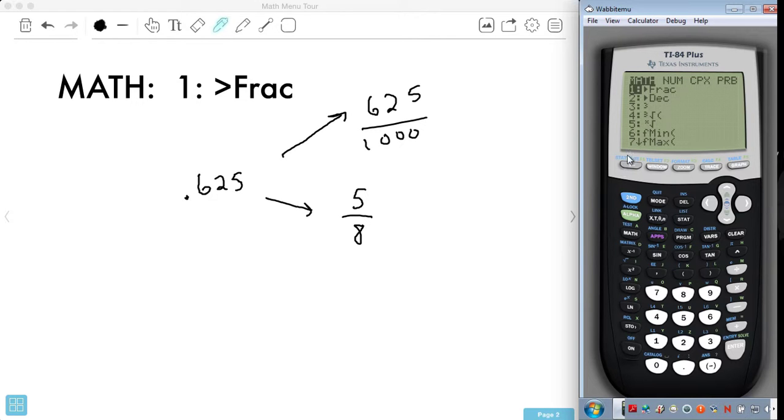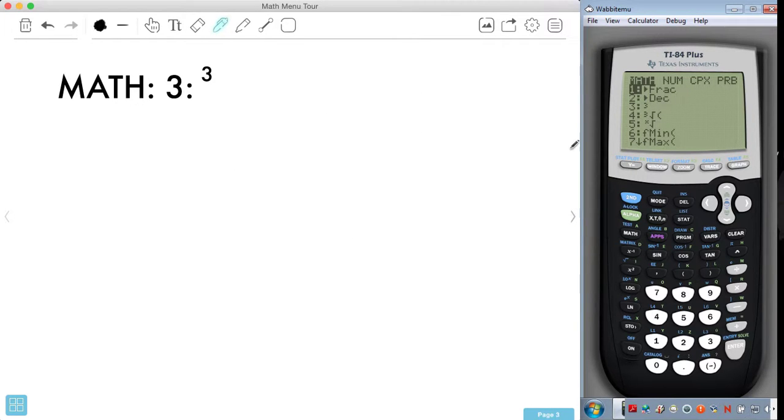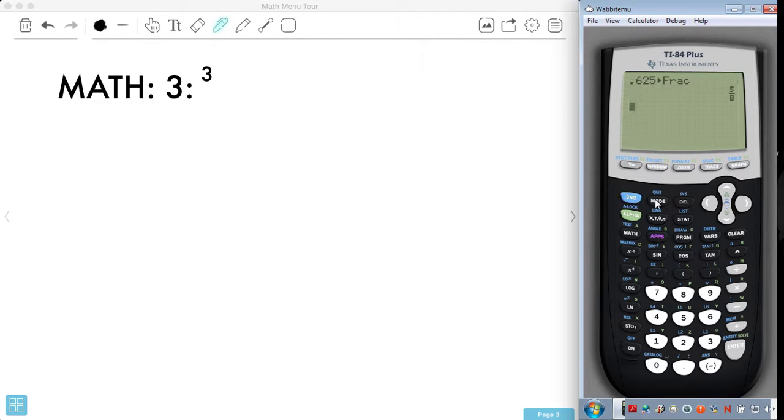The next option you'll see on there is arrow decimal. I'm not going to look at that option as it turns fractions into decimals, which your calculator does by default already. If I type in 5 divided by 8 for 5/8, it gives me the decimal by default. So we're going to skip that one over.